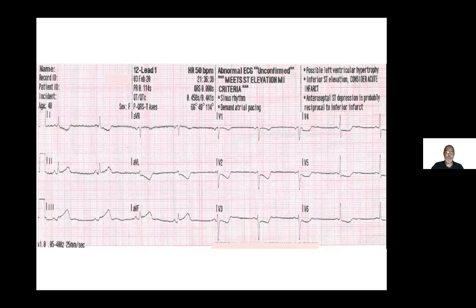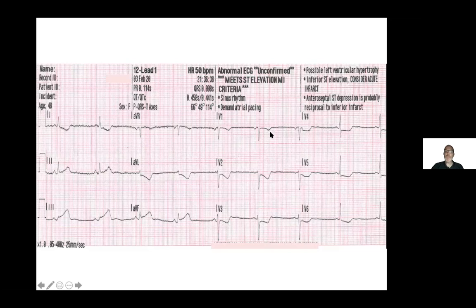And you can obviously see some J point elevation down here in lead 3, right where my mouse arrow is pointing. And there's obviously some ST elevation here in aVF as well. But if I go back and compare the elevation in lead 3 to lead 2, there's more elevation in lead 3 than in lead 2. And if I go up here to my money lead, lead aVL, there's that reciprocal ST depression. So this is telling me this is a right coronary. I'm suspicious for a right coronary artery occlusion.